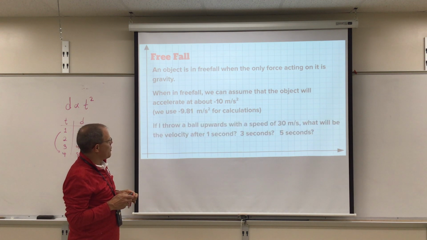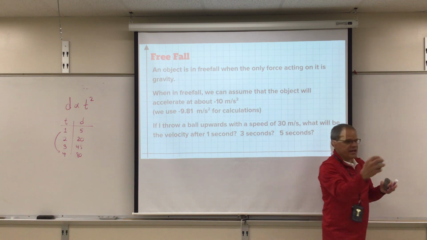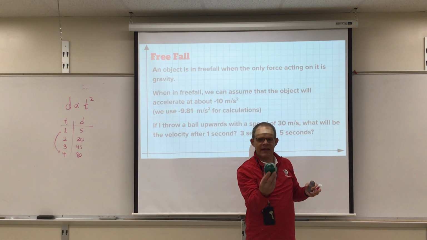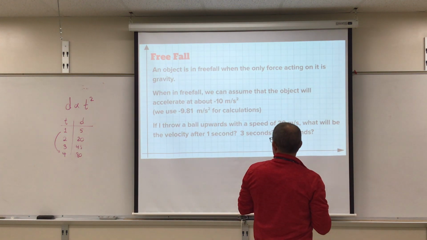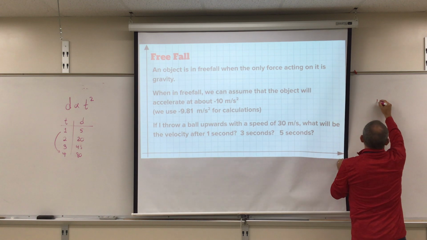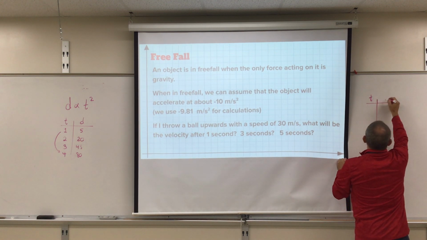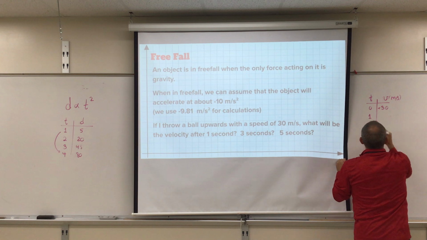All right, so an object is in free fall when the only force is gravity. So let's just do a little thought experiment here. If I throw a ball upwards at 30 meters per second, when it leaves my hand, it's going 30 meters per second. Okay? What will happen after 1 second? What will it be doing? So I'll make a little table here. This is the time, and this is the velocity. At 0 seconds, when I let go of it, it's going positive 30. This is meters per second.